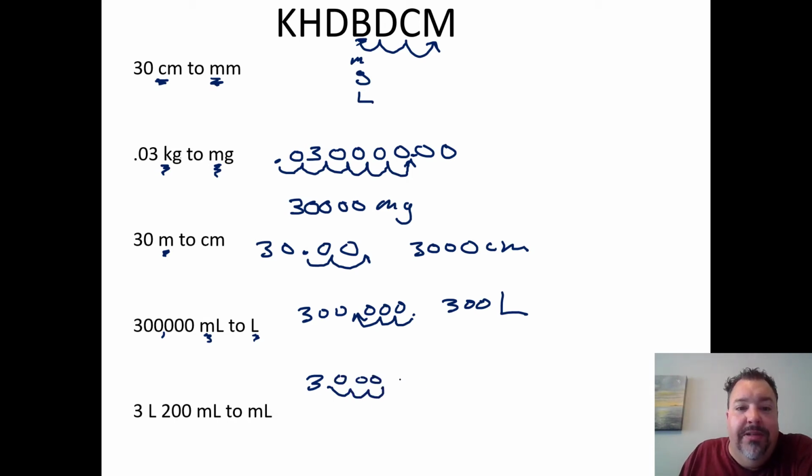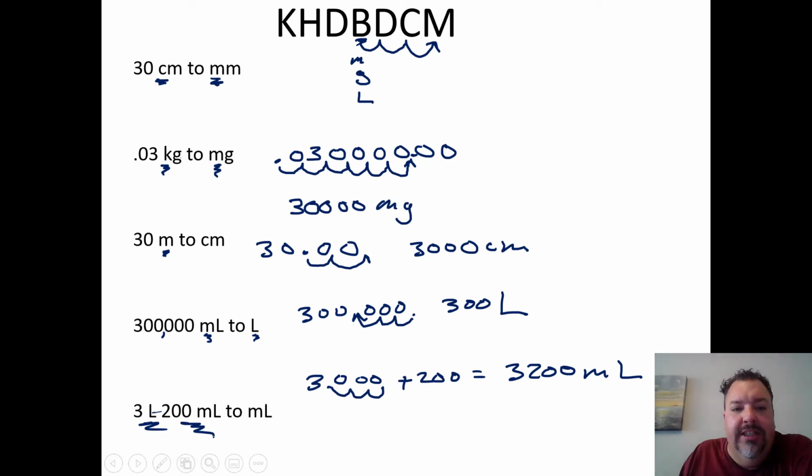That's 3,000 milliliters. And now we know that 3 liters is 3,000 plus 200 milliliters is going to give us a total of 3,200 milliliters. So we convert the liters into milliliters, we add on the extra milliliters, and we get our answer in milliliters. And that's how we convert using the metric system.